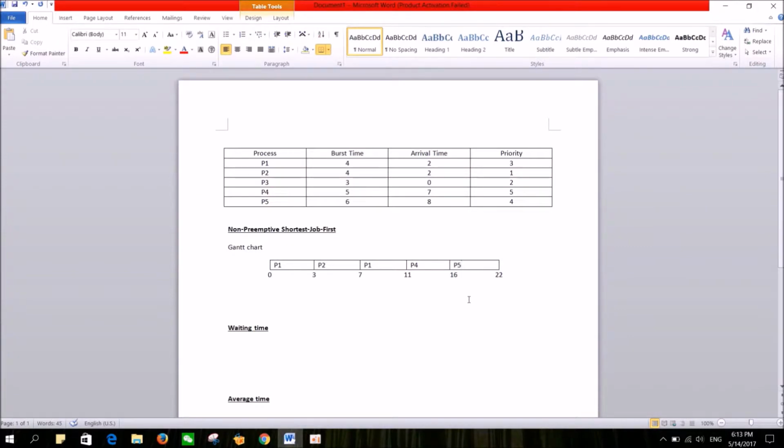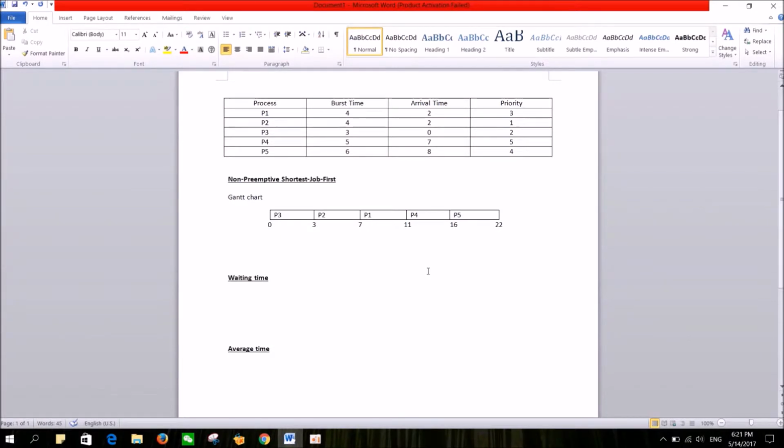Alright, the total time used to finish the execution is the same as the total burst time. Make sure there is no difference between these two. If there is a difference, maybe you have done something wrong already, so you have to check again. Sorry for the small mistake here. Here P1 actually stands for P3, it's not P1. Sorry. Now we have to solve the waiting time for each process.